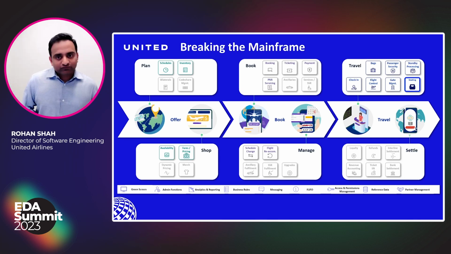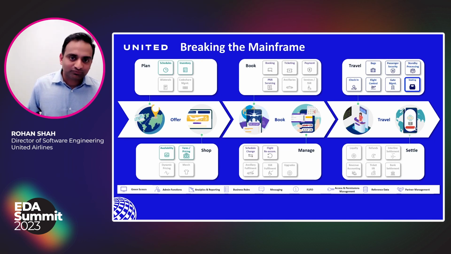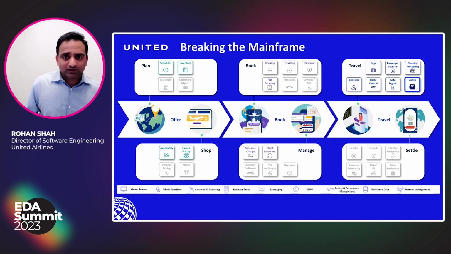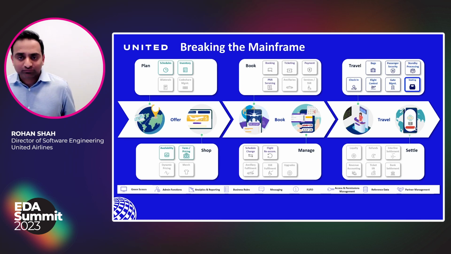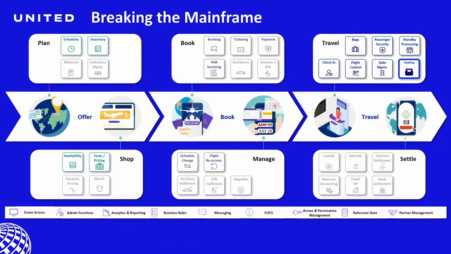The first place where we started was seats. Now, seats is a very complex problem to solve, and it's a significant contributor to our ancillary revenue, as well as our customer NPS score, because it matters a lot to our customers on the day of travel where they're going to sit, and whether they're going to sit together or separately. So it's a very critical problem to solve.